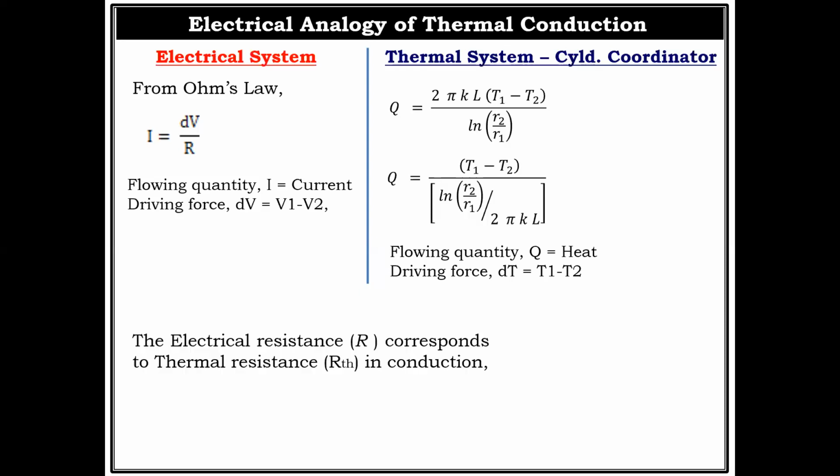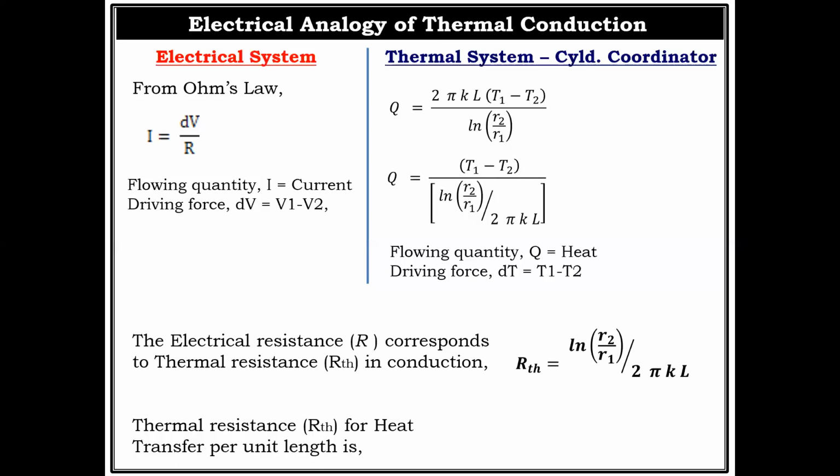So correlating this Ohm's law and our thermal system's final form equation of heat transfer, we observe that the electrical resistance R corresponds to the thermal resistance in this conduction, and it is equal to ln of R2 upon R1 divided by 2 pi k L. So this is the thermal resistance.